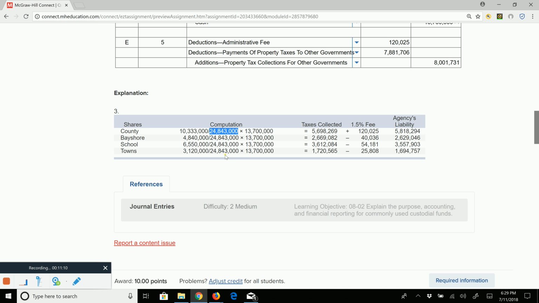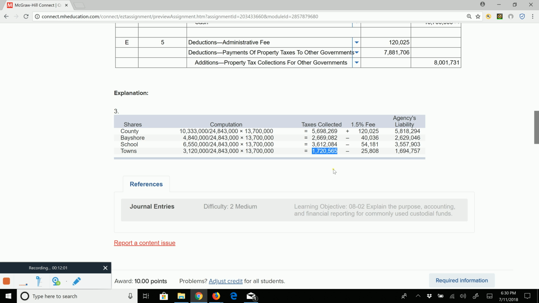So the county was $10,333,000 divided by $24,843,000. We will take that percentage and multiply it by the amount of taxes that were actually collected, in this case $13.7 million. And we get the amount that was actually collected for the county, $5,698,269. Now, what I want to show you is these four numbers in the taxes collected column. If you add them up, let's see who's paying attention. I'm going to ask a question. If you add these four numbers up without doing any calculations, without pulling out your calculator, tell me what these four numbers equate to. Let me give you a few seconds.